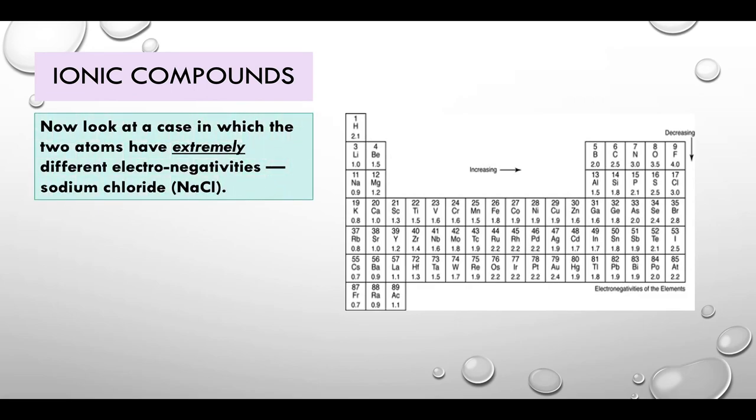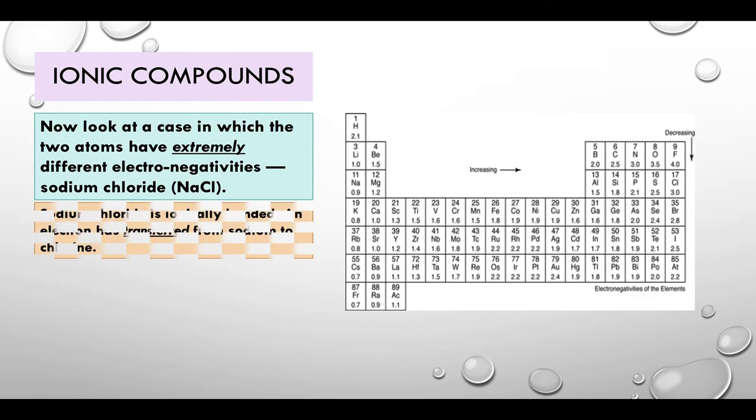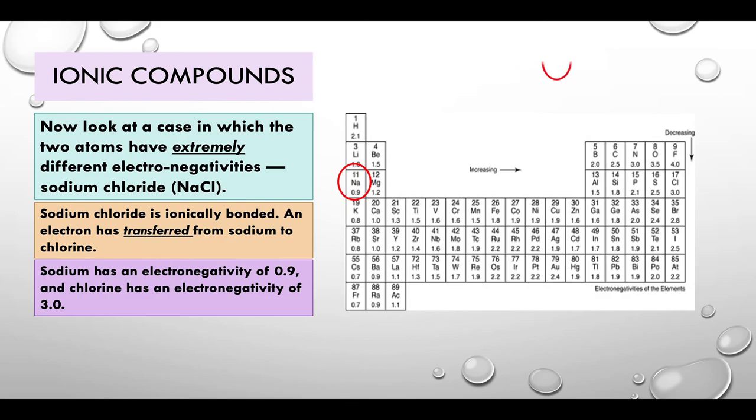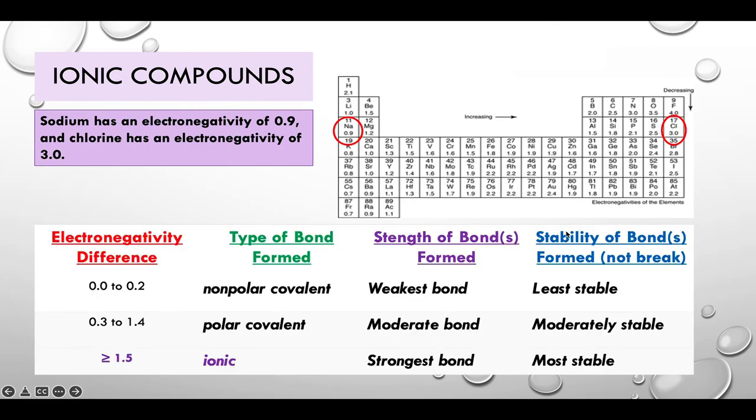Then we're going to look last at the case where 2 atoms have extremely different electronegativities. Again, we'll use sodium chloride. It's ionically bonded, and that's because electrons are transferred from the metal sodium to the nonmetal chlorine. So if you look at our periodic table, sodium has an electronegativity of 0.9, and chlorine, as we've seen before, is 3.0. Well, 3.0 minus 0.9 is 2.1. And for ionic, the last one, we say anything 1.5 or above is ionic. It's the strongest bond, it's the most stable.